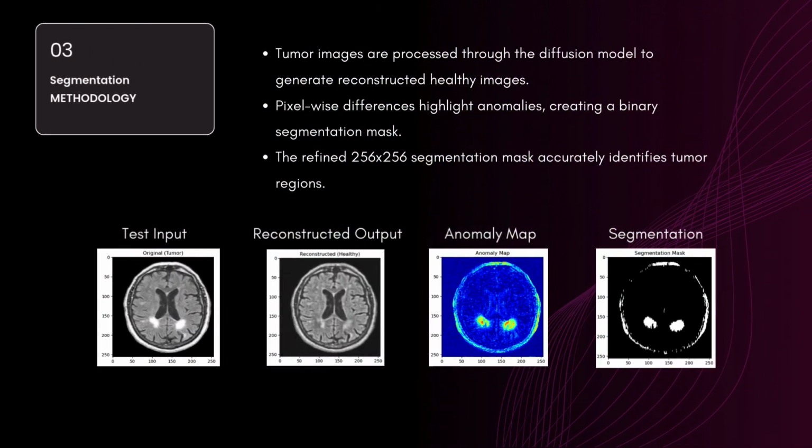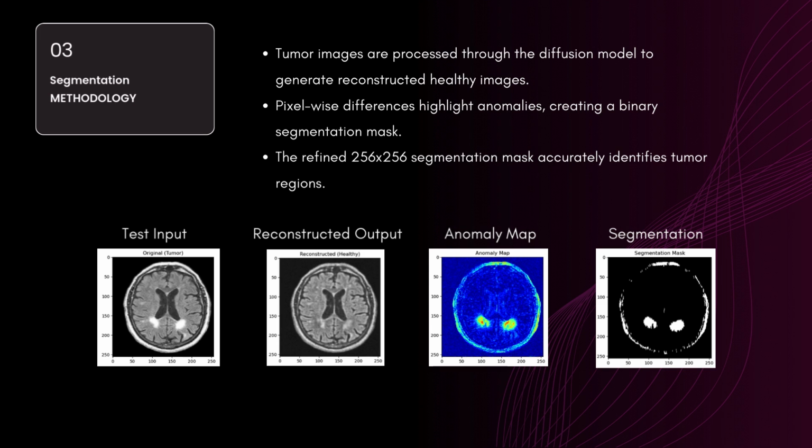So in the given images, the first is the original tumor image, which we are referring from the CycleGAN. Second is the reconstructed healthy image, which is generated by the diffusion model itself. And the third image shows us the anomaly map, which is the pixel-wise difference between the original tumor and the reconstructed healthy image. The fourth and the most important part is the segmentation mask.